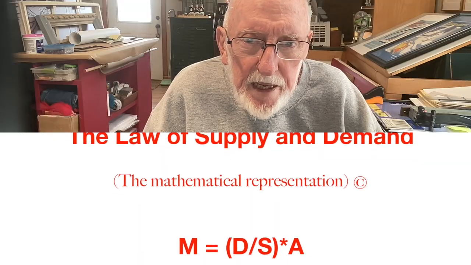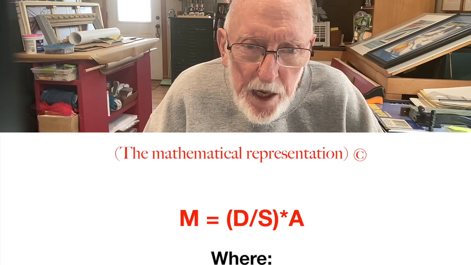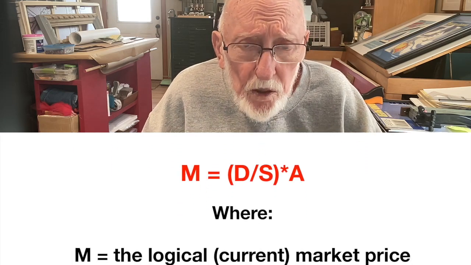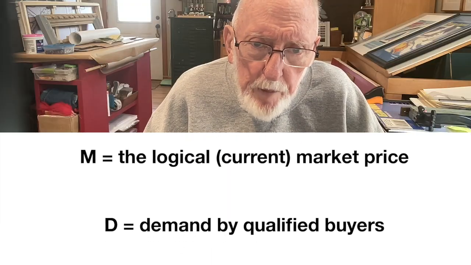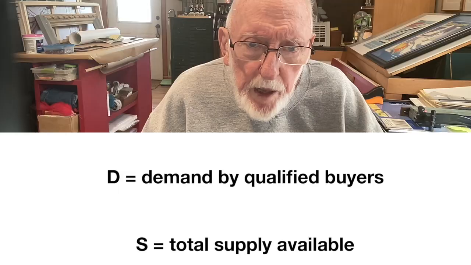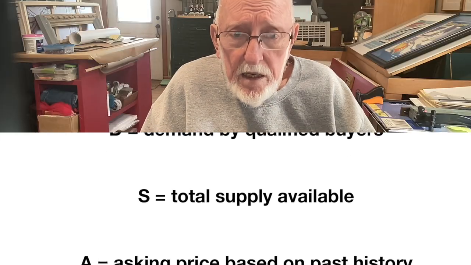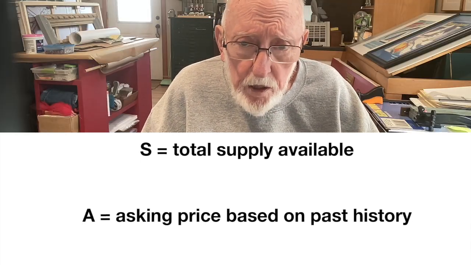On the screen now, you can see a mathematical representation of the law of supply and demand. M equals D divided by S times A, where M equals the logical current market price, D is the demand by qualified buyers, S is the total supply available, and A is the asking price based on past history.